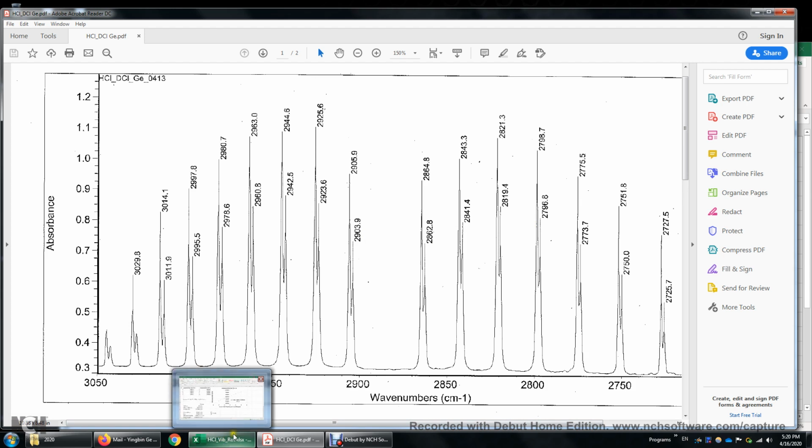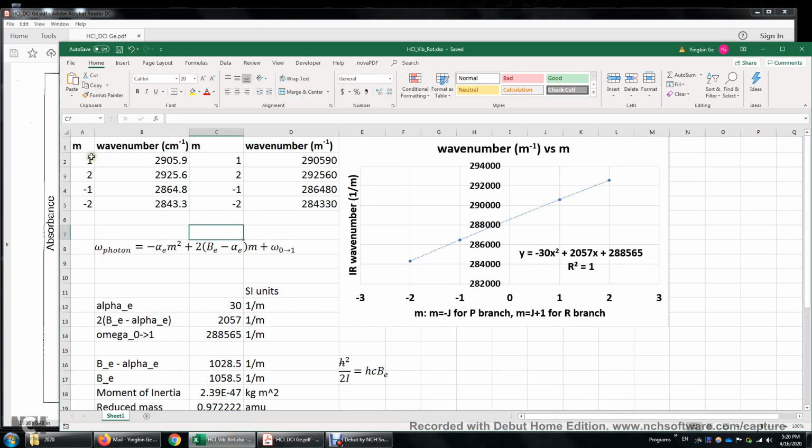Again, what I will do is enter the rotational quantum numbers and the corresponding wave numbers. Over here, this is the rotational quantum number, this is the wave number. But you may ask why it's M here. This is because to put R branch and P branch data in the same Excel graph, we need to do some mathematical transformation. This M equals the initial J value plus 1 for the R branch data.